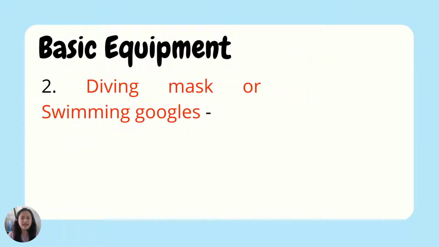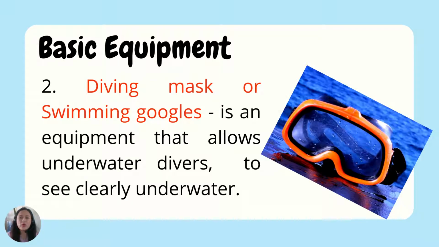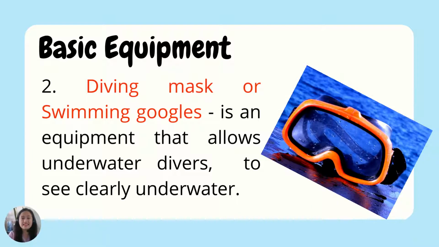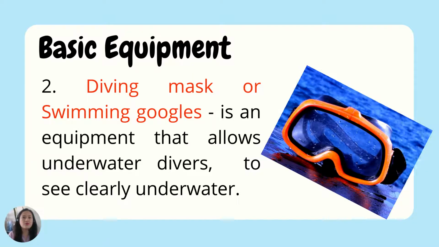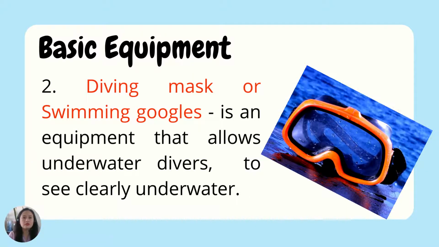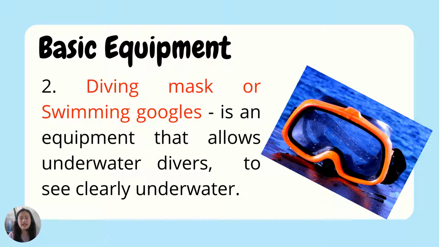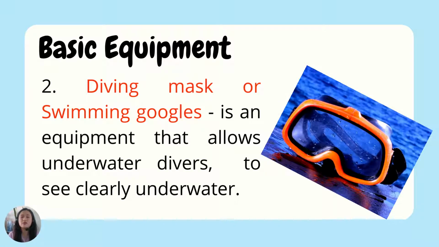Next is the diving mask. It is also called swimming goggles. This is an equipment that allows underwater divers to see clearly underwater. Meaning to say, this equipment is a viewing device. Okay, so without the mask, everything viewed underwater is unclear. The airspace created in the mask helps an individual see clearly underwater.